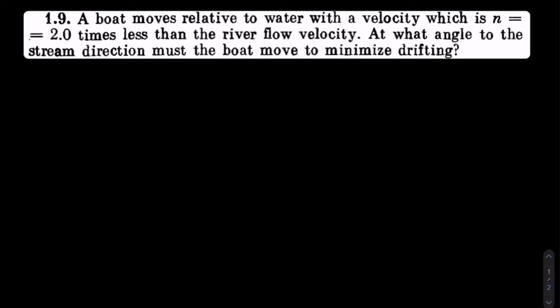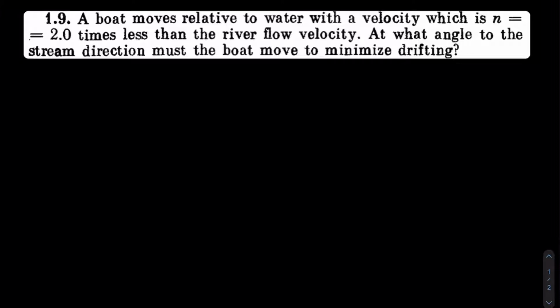In this video, we will be solving a problem from Irodov's book of General Physics. This problem is 1.9 and says, a boat moves relative to water with a velocity which is n equal to 2.0 times less than the river flow velocity. At what angle to the stream direction must the boat move to minimize drifting?